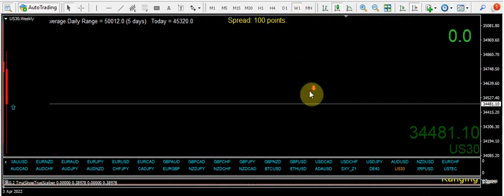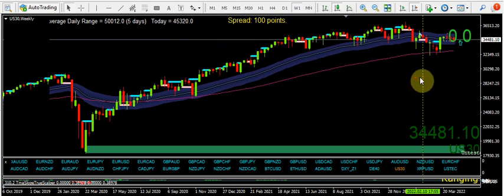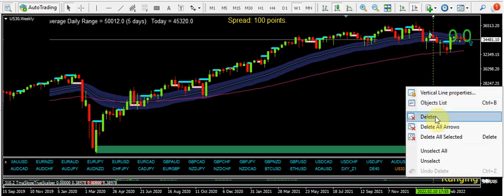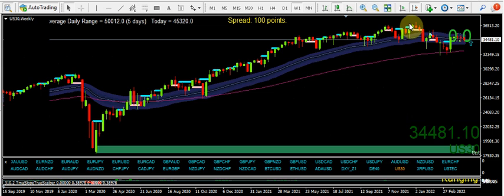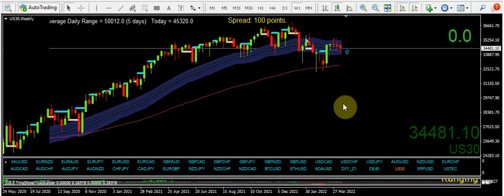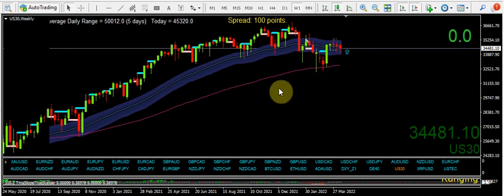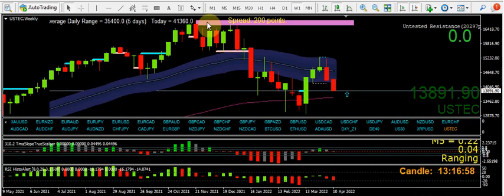What did I see on US 30 weekly? And this is the beauty of these things, the clarity I personally get from, it wasn't that one, delete, the clarity I get from these weekly charts is just phenomenal in my opinion. So let's have a look at, I wonder if that's the US Tech Weekly I was looking at. Yeah, that's it. That's a better one.